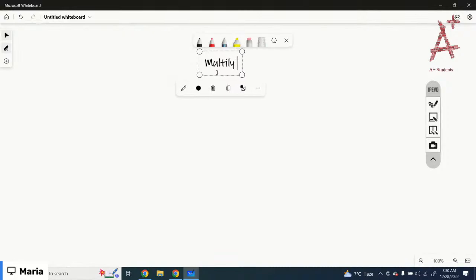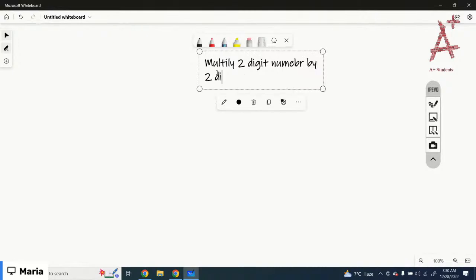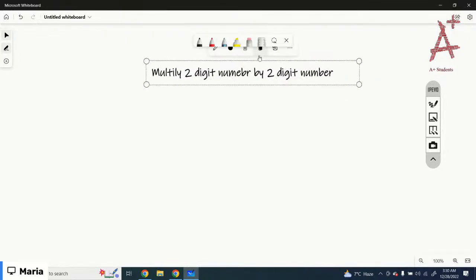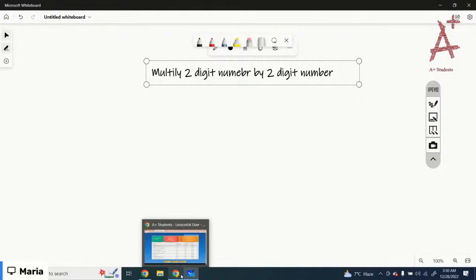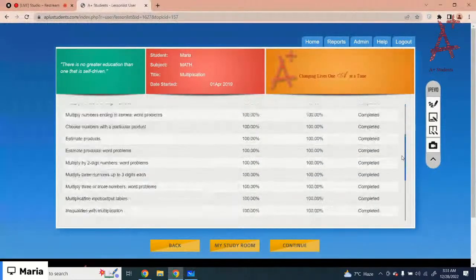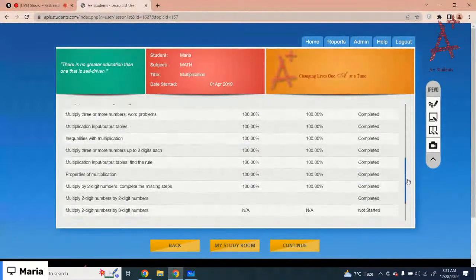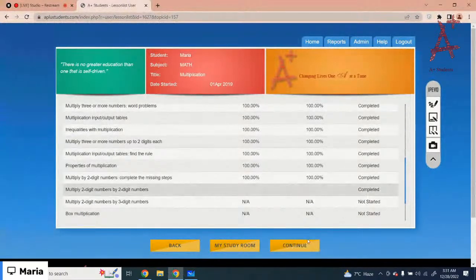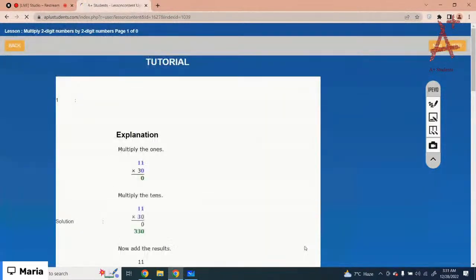So we're going to start with multiply two-digit number by two-digit number. So let's start with the examples. Now we're going to multiply the two-digit numbers. Okay, we're working on grade 5. The chapter name is multiplication. And here is the lesson, that is multiply two-digit number by two-digit numbers. So let's start with the test.